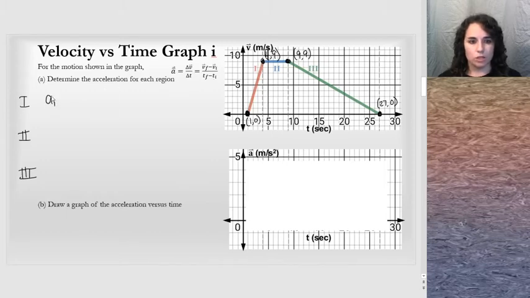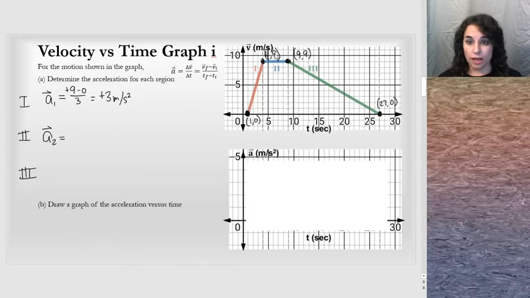So the acceleration for region 1, I went from 0 meters per second to 9 meters per second. So I get 9 minus 0 over 3 seconds, from 4 to 1, right? 4 to 1, the time difference. So I get plus 3 meters per second squared, meters per second per second. So that's the acceleration there. You may have an idea of the second region.